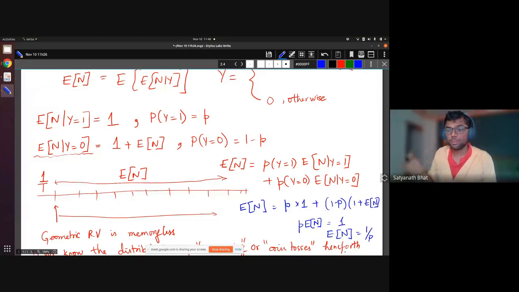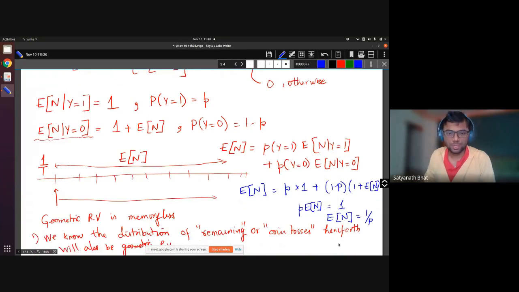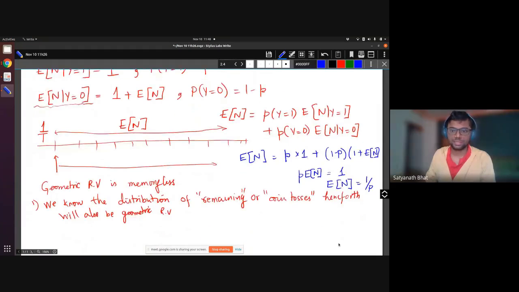So I hope this example conveys to you that this iterated expectation is very useful. Sometimes you will be able to compute these expectations quite easily if you just observe some of the things here. All right, so this is one example that I wanted to talk about. This is, by the way, in Sheldon Ross, example 3.11.